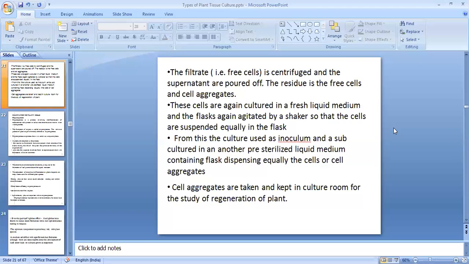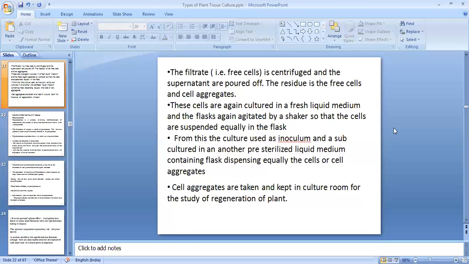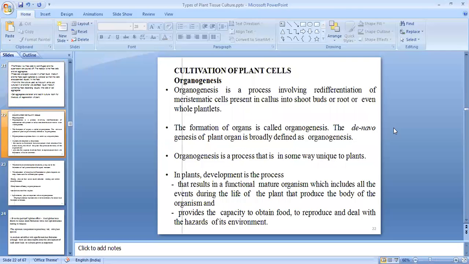So that is the procedure or technique you will use to develop the suspension culture from the callus. And now we have to see the growth characteristics of the suspension culture. The growth characteristics, or the cultivation of the cells in the suspension culture, can be studied in two ways. One is organogenesis and another one is embryogenesis.